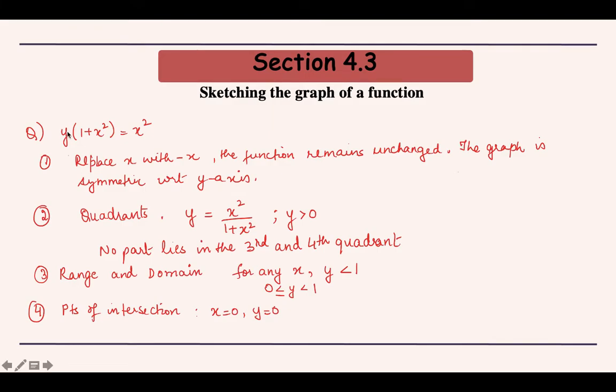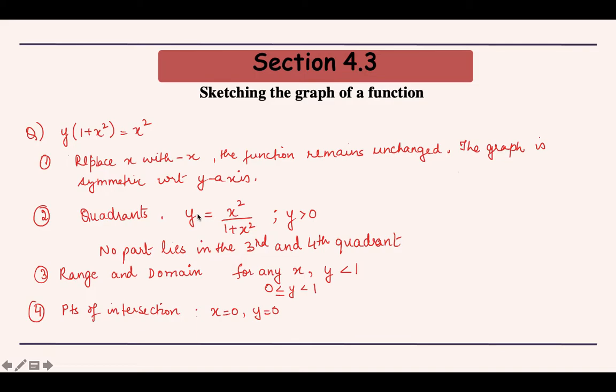In the first step, we need to check if there is symmetry with respect to y-axis or not. If your graph equation doesn't change when you replace x with minus x, you would say that the graph is symmetric with respect to y-axis. This gives us useful information that if we sketch on one side of the y-axis, on the other side we can take the mirror image. So that reduces our task of sketching.